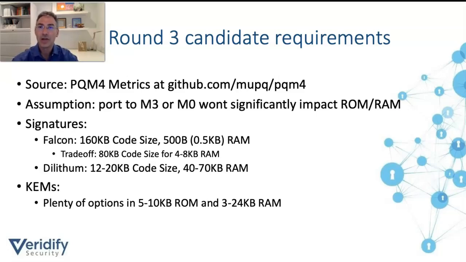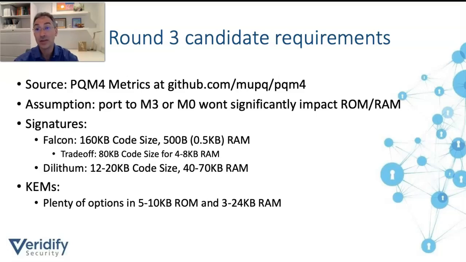Falcon, interestingly enough, has some trade-offs you can make. In one instance of Falcon, the code size is approximately 160 kilobytes, but the RAM usage is only 500 bytes. That's half of a kilobyte of RAM. Now you can trade off to have a smaller code size. You can reduce it down to 80 kilobytes, and the trade-off is that it uses a little bit more RAM, 4 to 8 kilobytes of RAM.